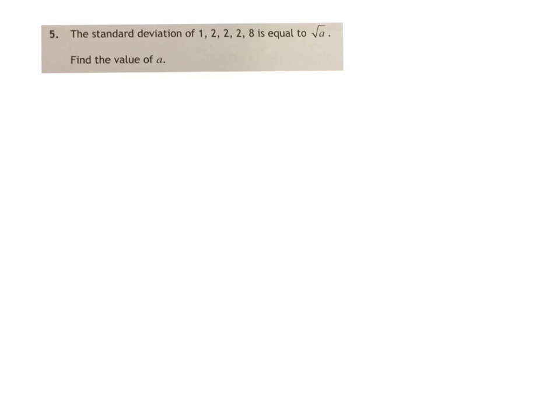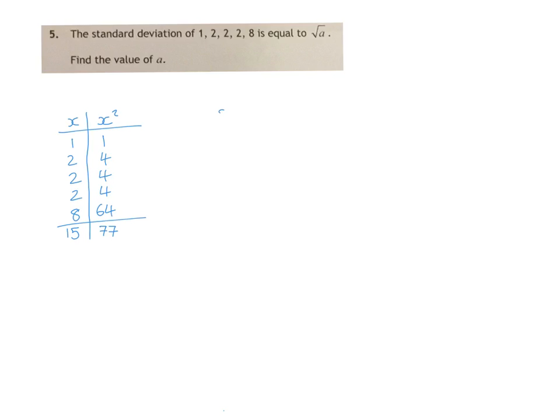Okay, question 5. We have a standard deviation question in a non-calculator paper. So that means that the numbers should work so that we don't need our calculator. So we have to find, same as always, our x and our x squareds. So we've got 1, we have 2, we have 2, we have 2, and we have 8. So we've got 1 squared is 1, 2 squared is 4, 2 squared is 4, 2 squared is 4, 8 squared is 64. Okay, we add all our x's together and we get 15. We add our x squareds together and we get 77.